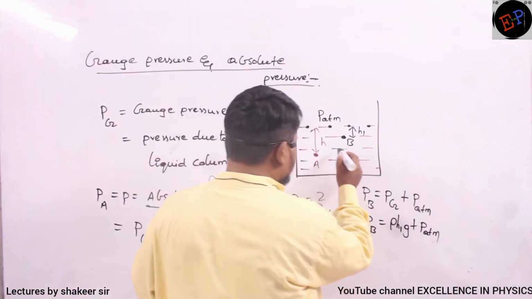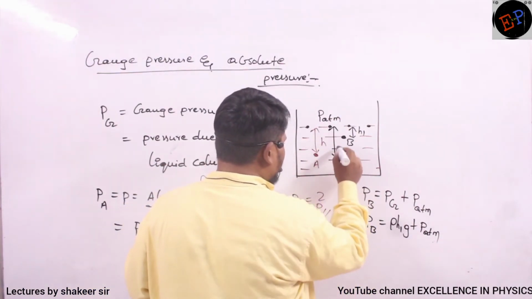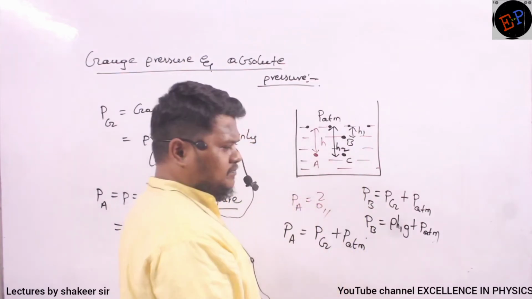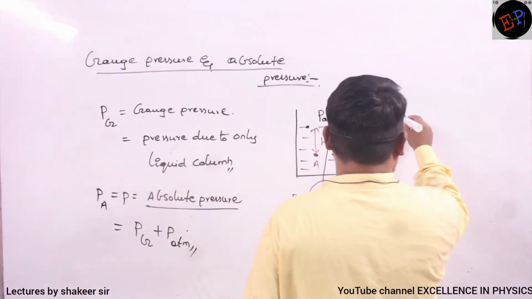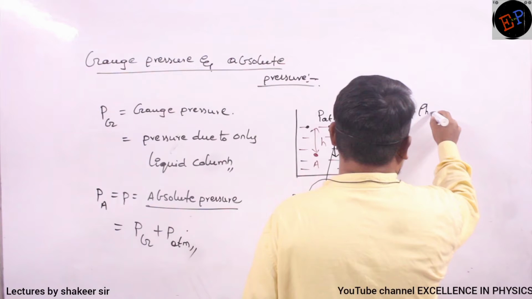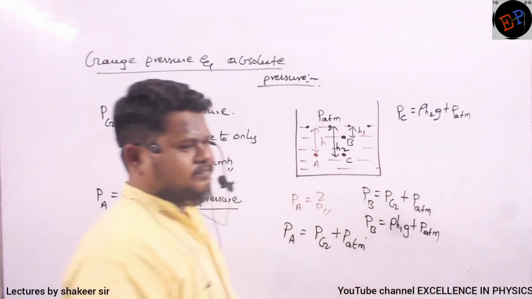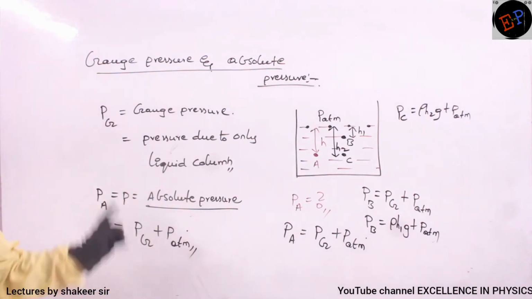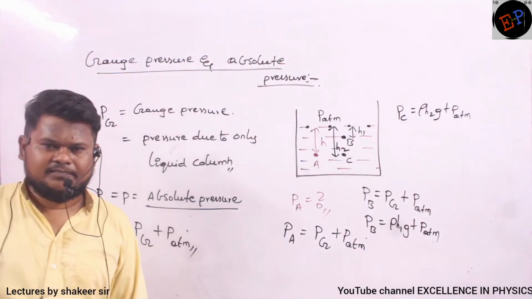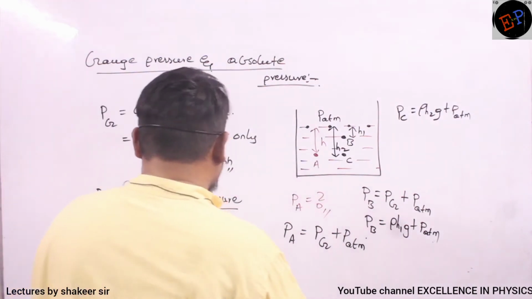Similarly, if this is point C, at a height of H2, what is the total pressure at point C? Total pressure at point C is rho H2 g plus atmospheric pressure, because atmospheric pressure is present everywhere. Is it clear? So that is the application of the second statement of Pascal. Is it clear now?